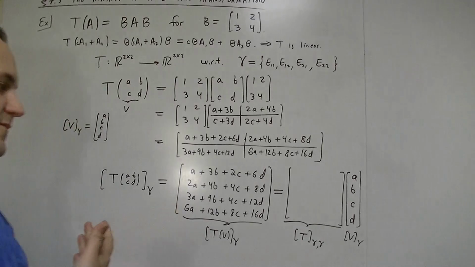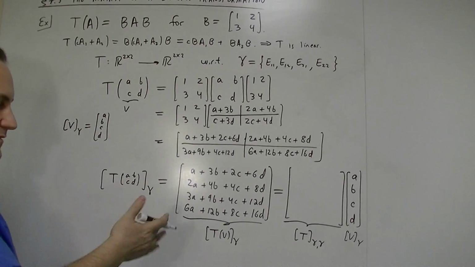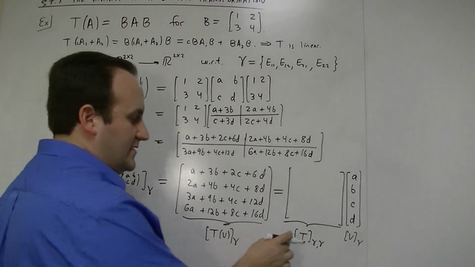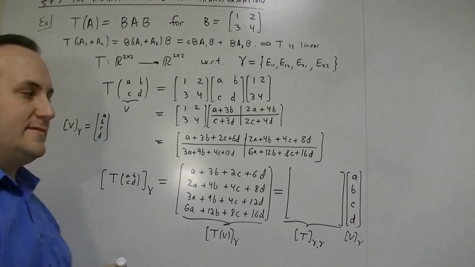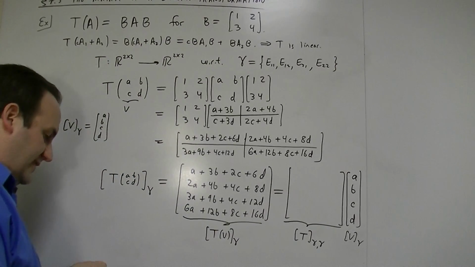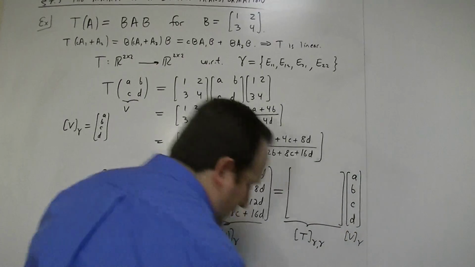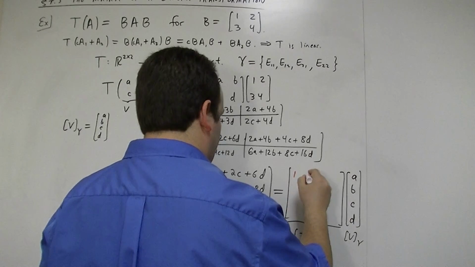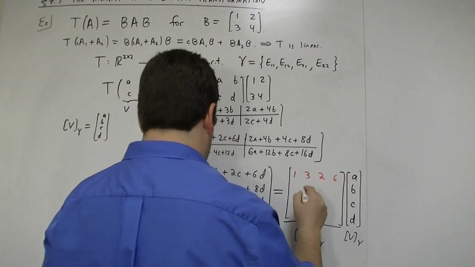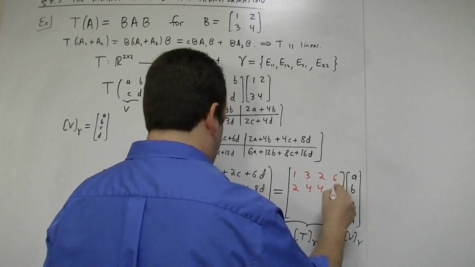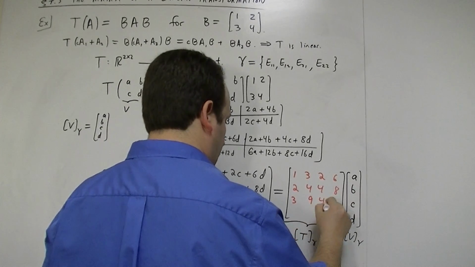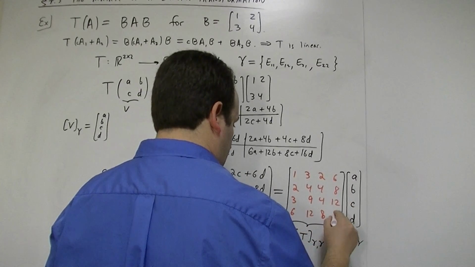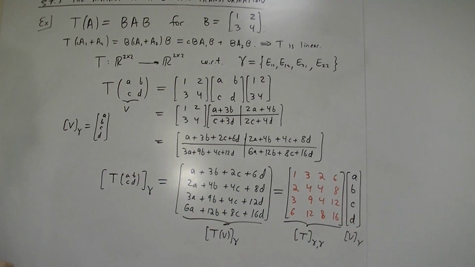When we use the same basis for the codomain and the domain, then we just say the matrix with respect to the basis gamma. Some people would just write T sub gamma. I write T sub gamma gamma just to be pedantic, but you see that that's not entirely needed. The matrix is: 1, 3, 2, 6; 2, 4, 4, 8; 3, 9, 4, 12; 6, 12, 8, and 16.